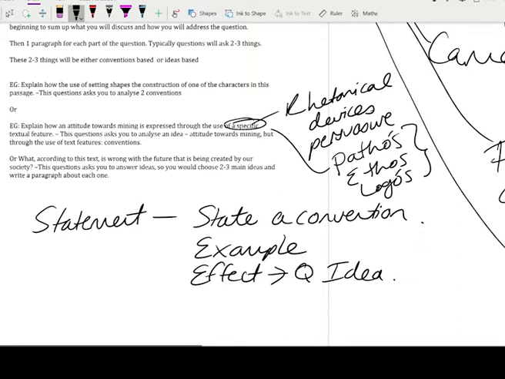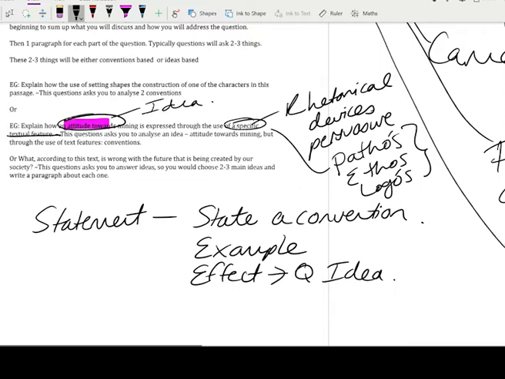So if you see here, this question obviously asks you to know about text. They all want to know about how texts work. That's what this section's about. And then it's based around the idea, which is an attitude towards mining. So it wants you to show how that idea is conveyed.